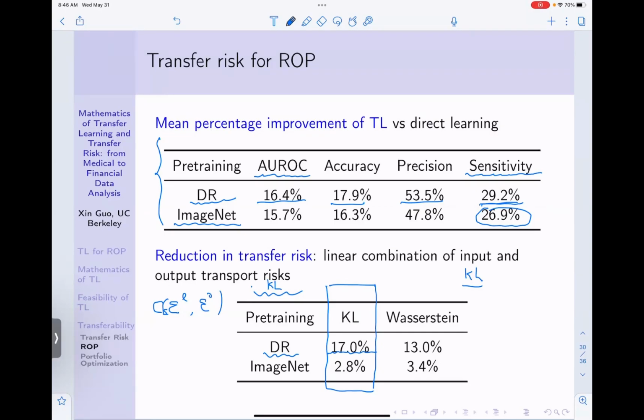Okay, and then similarly, we tried using the Wasserstein distance. Again, we take the linear combination of the input risk and output risk, and we didn't really fine tune the lambda hyperparameter to the optimum. And still you can see that using DR is better than using the generic image. And this is consistent with using the medical metrics.